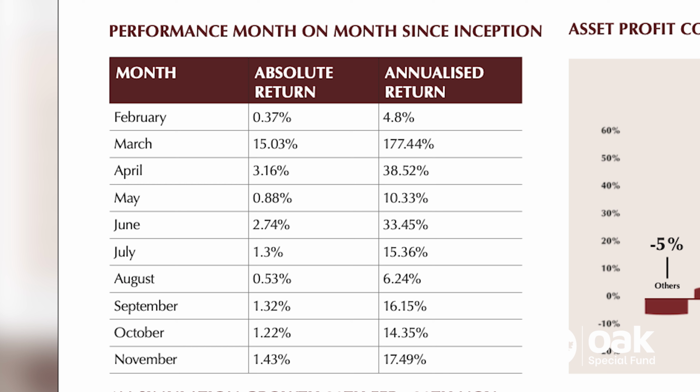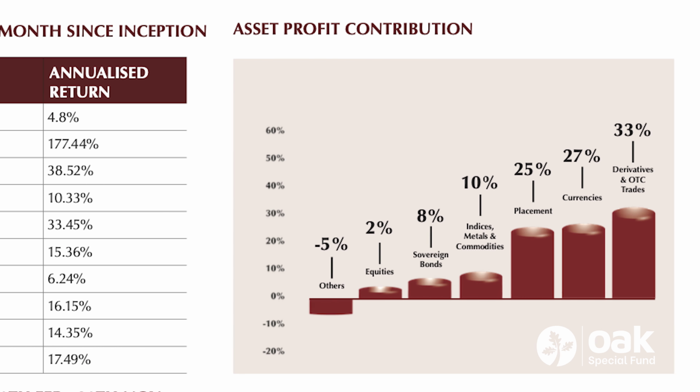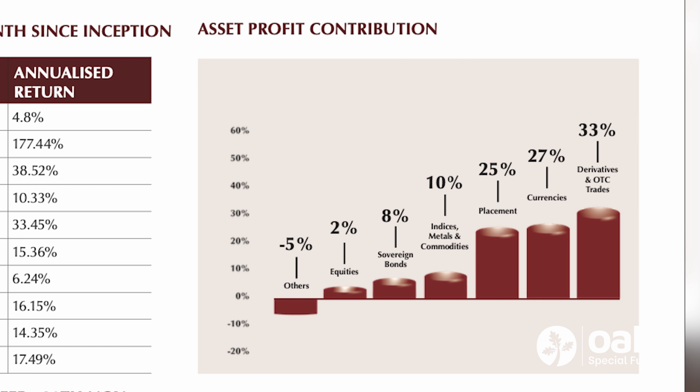So where I want us to spend a little bit of time is talking about these returns that we've indicated here. Where did those returns come from? So maybe we can slide to the right where we have the asset profit contribution and discuss where those returns came from.